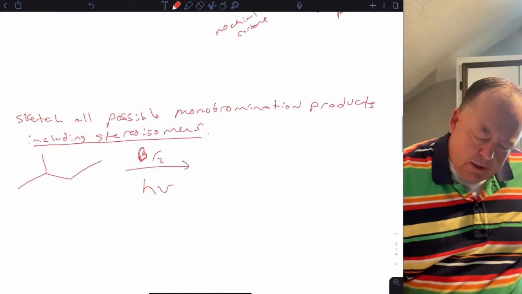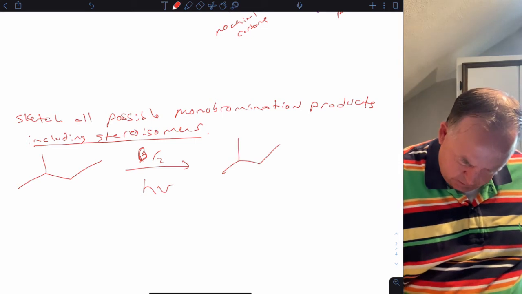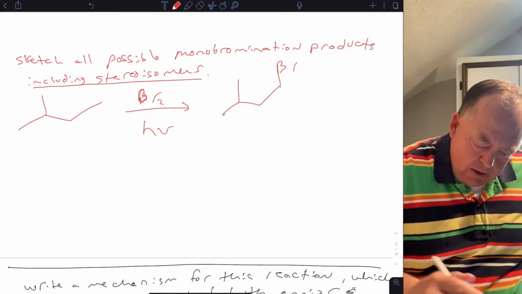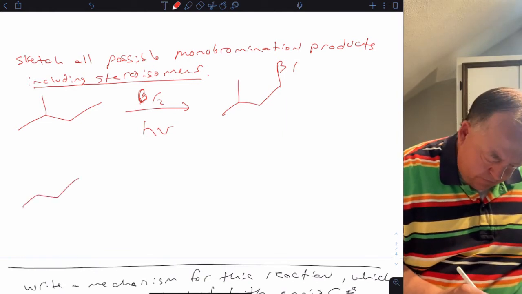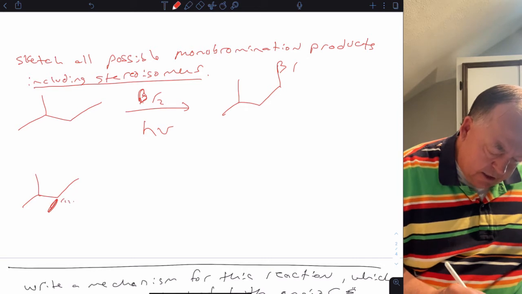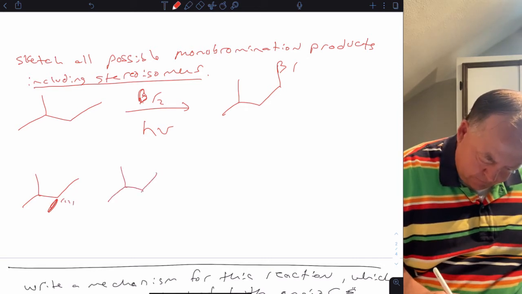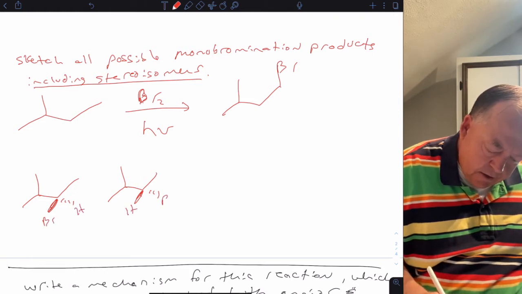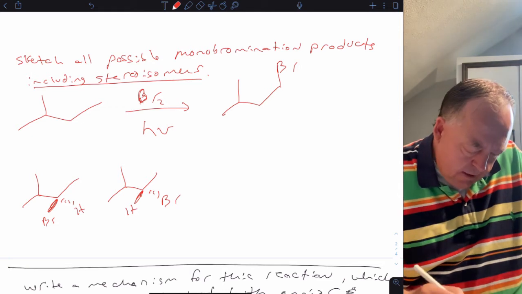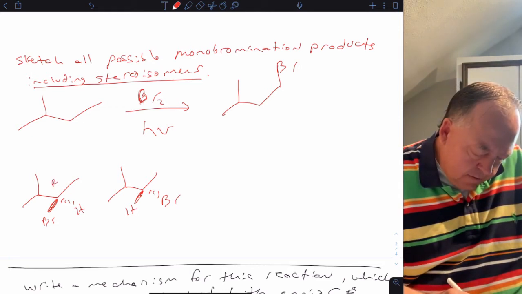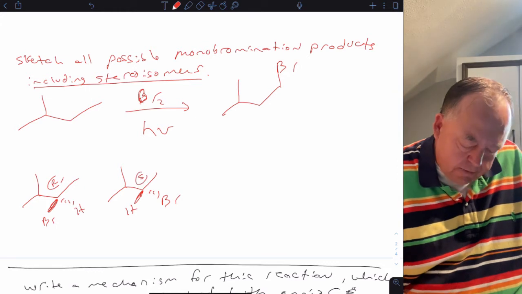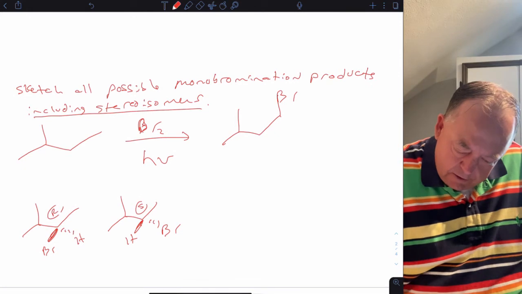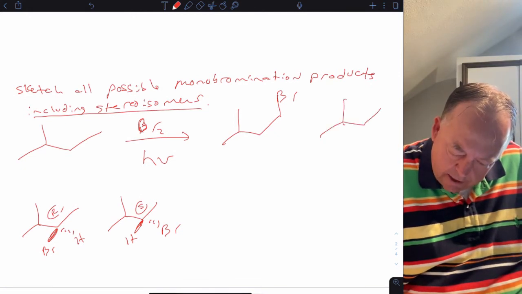So what do those 6 look like? So we could have put the bromine there at position 1, or we could have put the bromine at this carbon, and that's going to be chiral. So we could have put the bromine there and the hydrogen there, or the hydrogen there and the bromine there. So this would be the R isomer, and this would be the S isomer. Or we could have put the bromine there, which is not chiral.